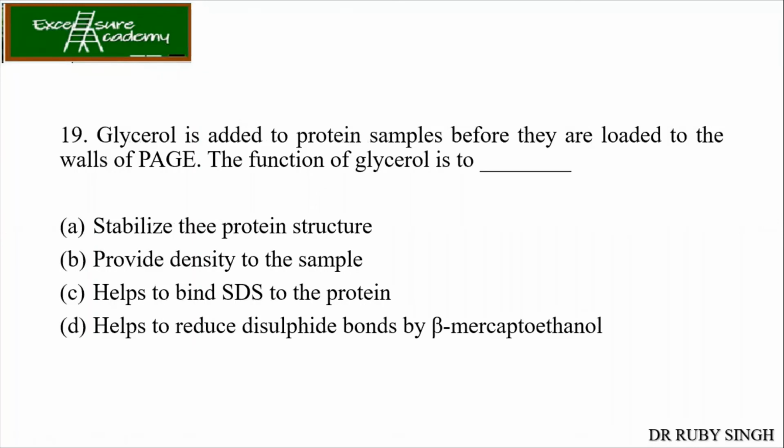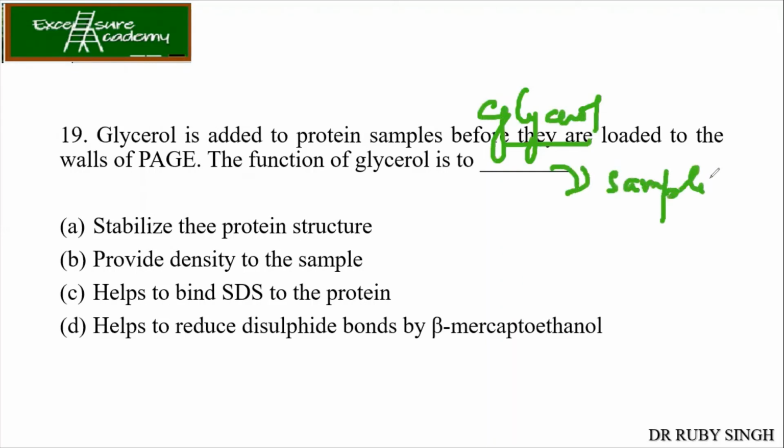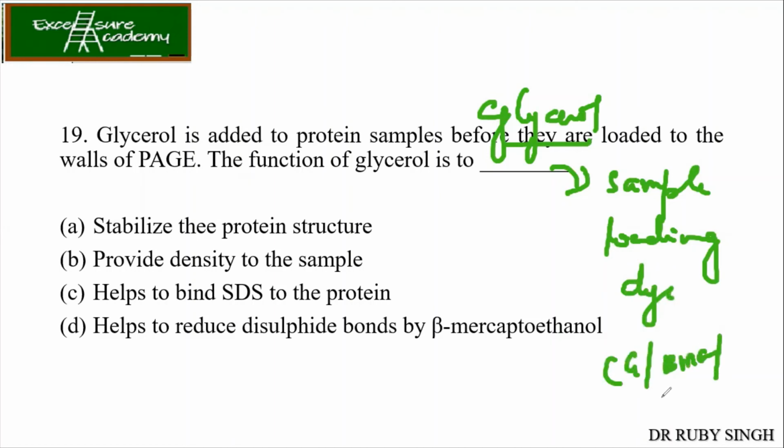Now, glycerol is added to protein samples because they are loaded to the wells of PAGE. The function of glycerol is to dash. So here the answer is very simple. We add glycerol to your sample loading dye. Glycerol as such is nowhere used, but it is present in your sample loading dye. So your dye is having the glycerol, BME and the bromophenol blue also. So all these are present in the sample dye.